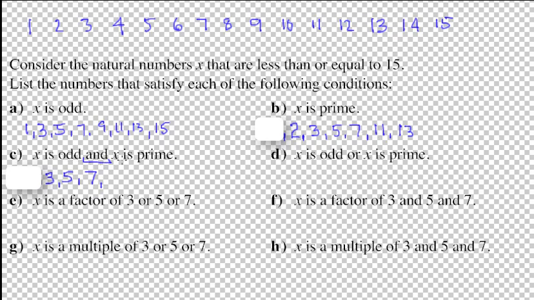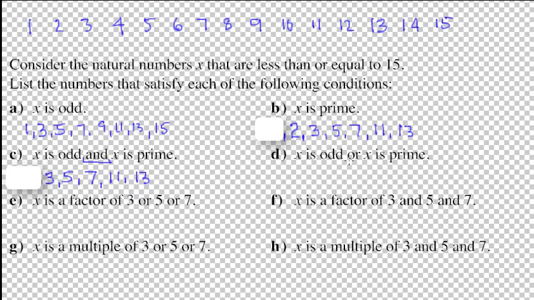You have to be both of these things to qualify for group C. 9 is odd but not prime. 11 is odd and prime. 13 is odd and prime. 15 is odd but not prime. So there's our list. When they say and, it's got to be something that appears in both categories.